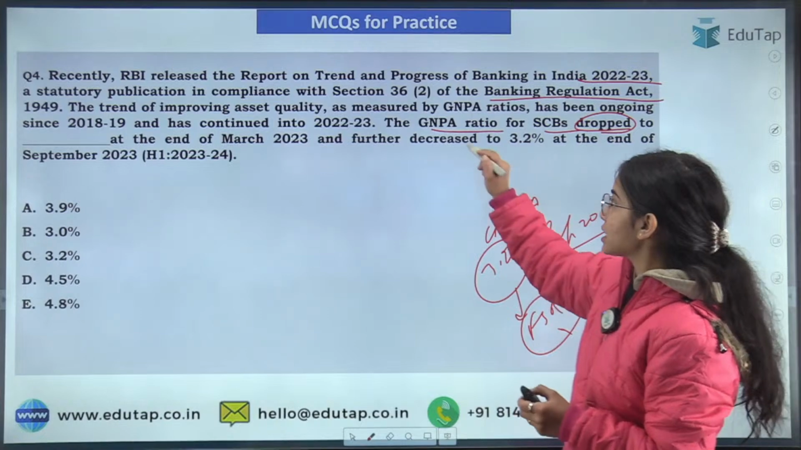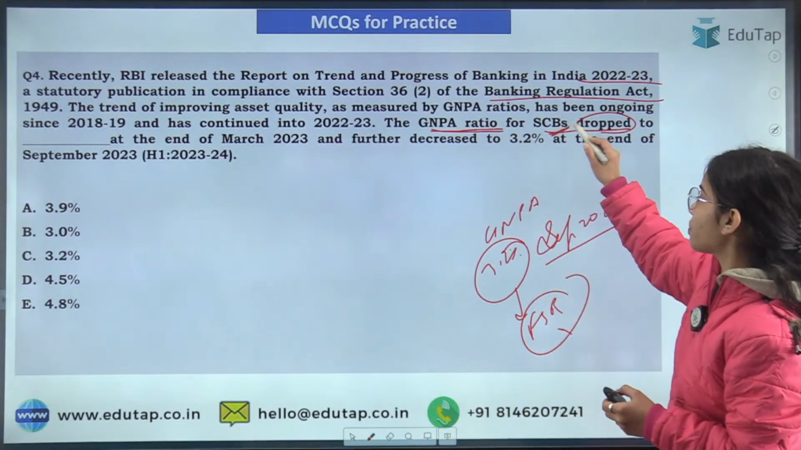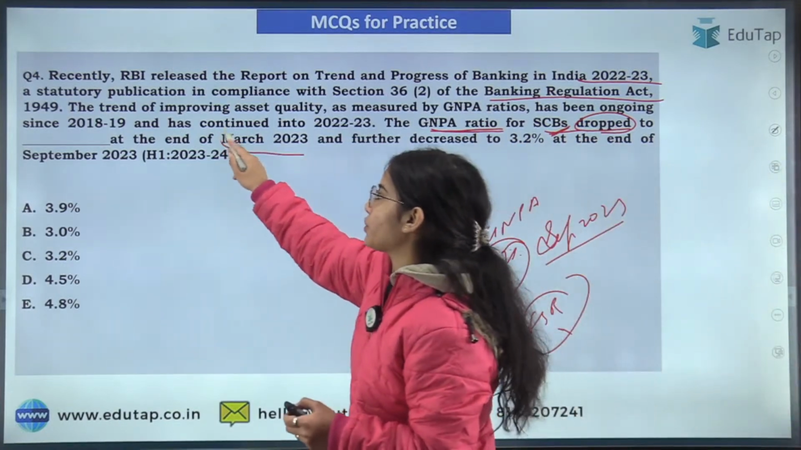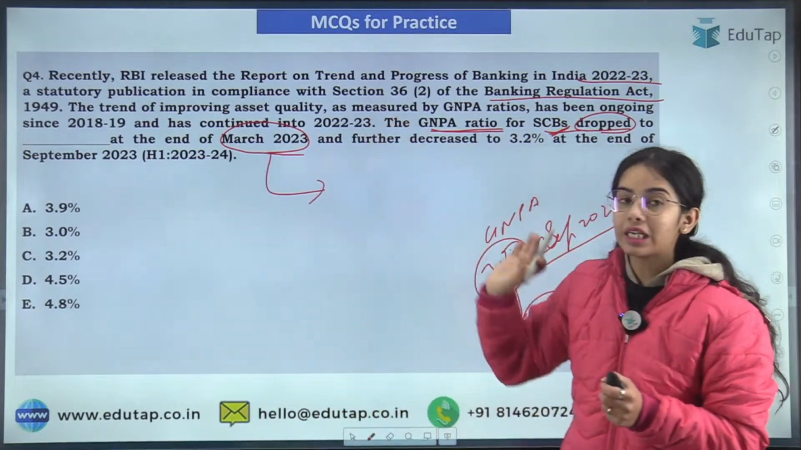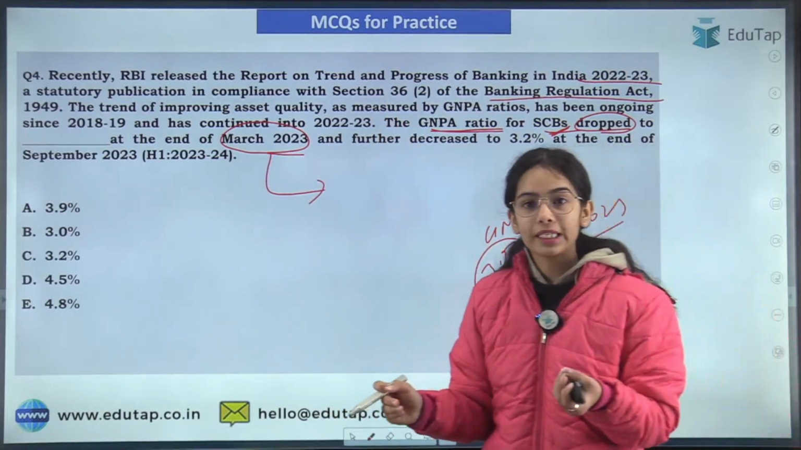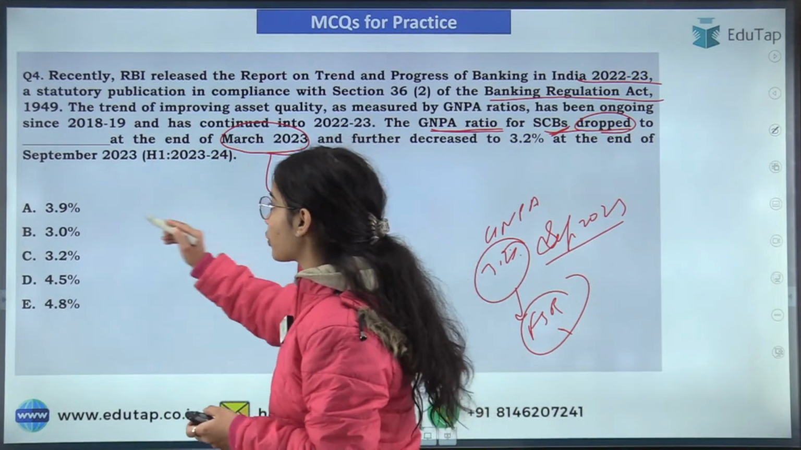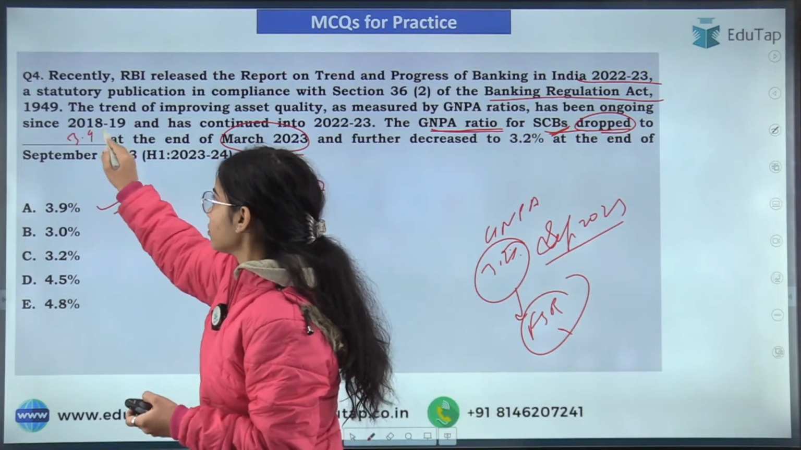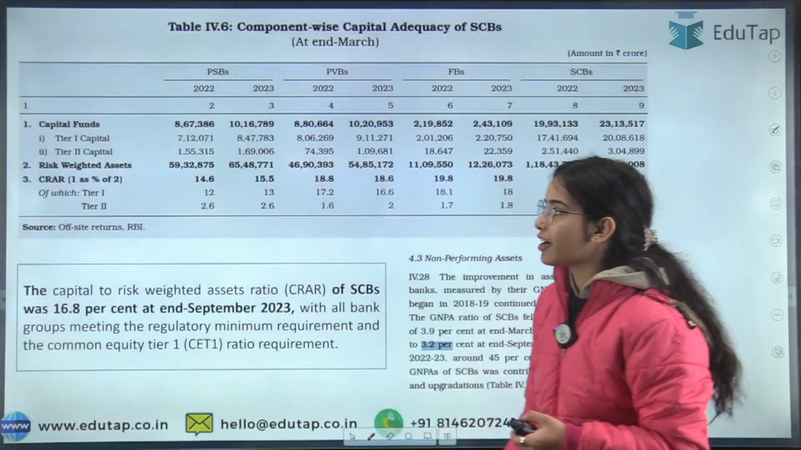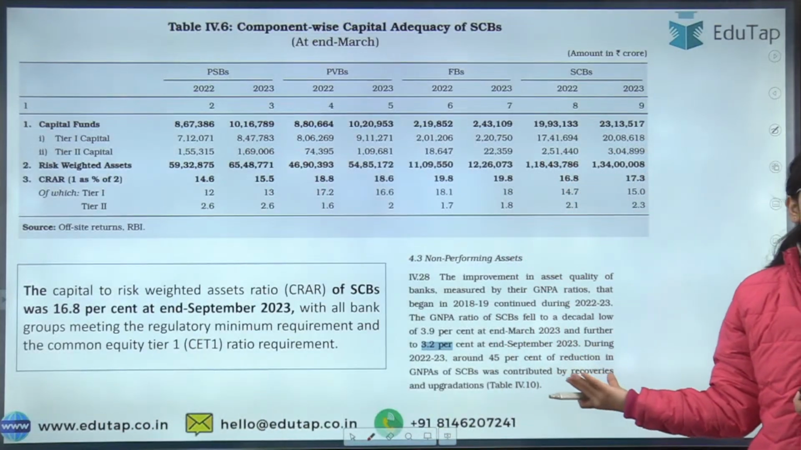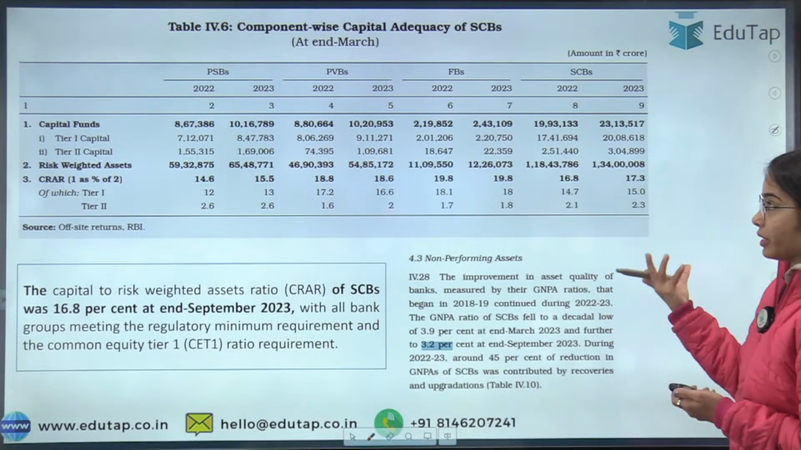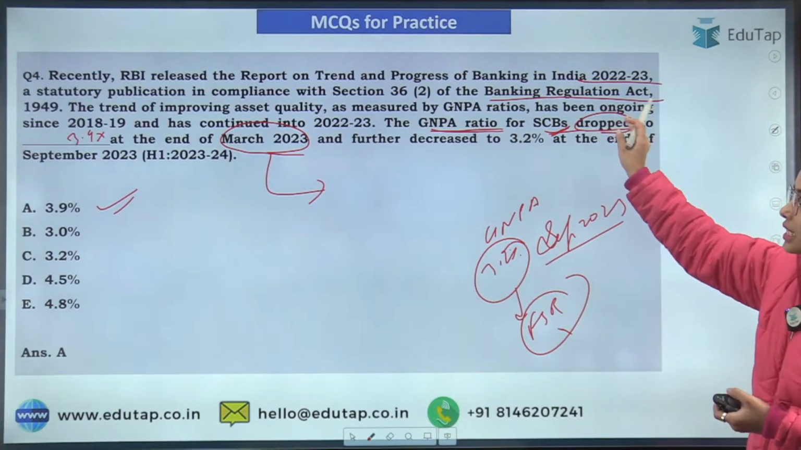Okay, but what is the GNPA ratio for the scheduled commercial banks for March 2023? This data is given in the report on trend and progress. So I'm getting the right answer. Absolutely correct. Yes, it is 3.9%. So these are the highlights that have been given in the report on trend and progress of banking.